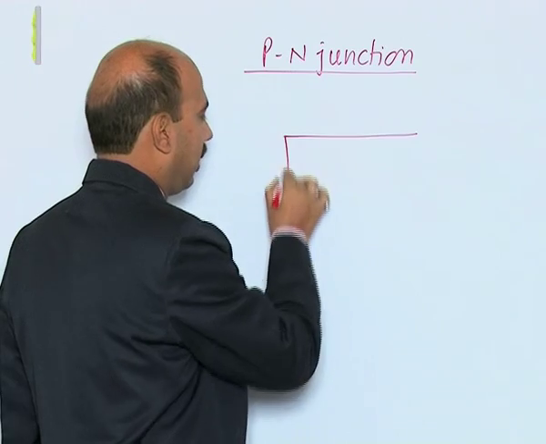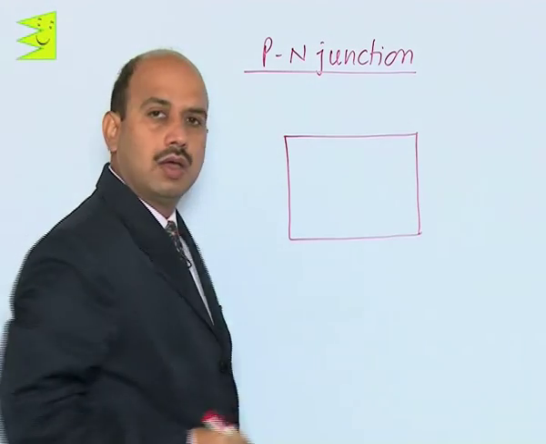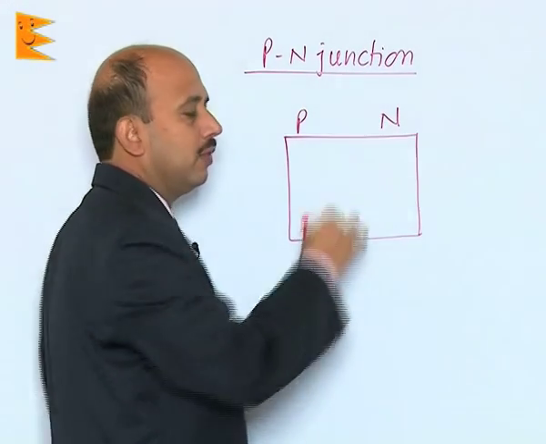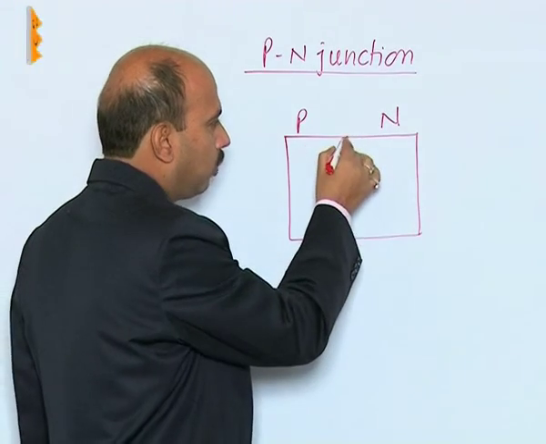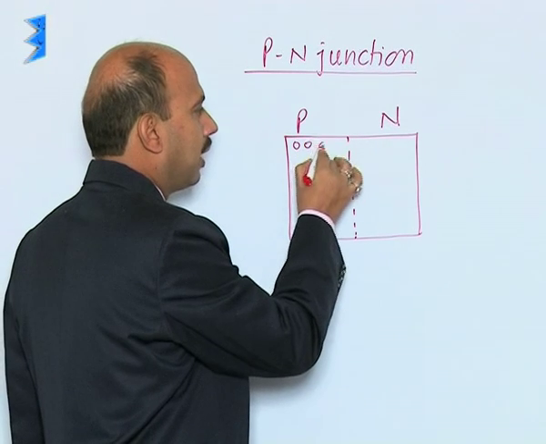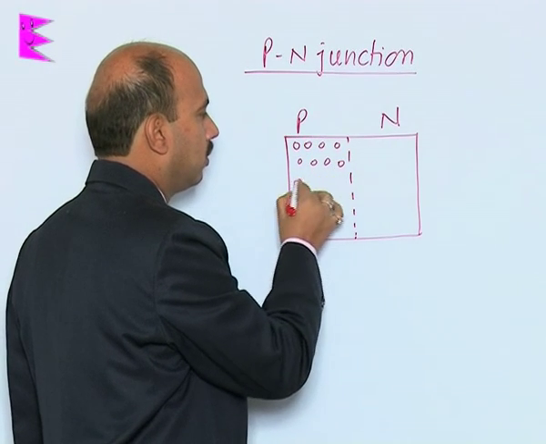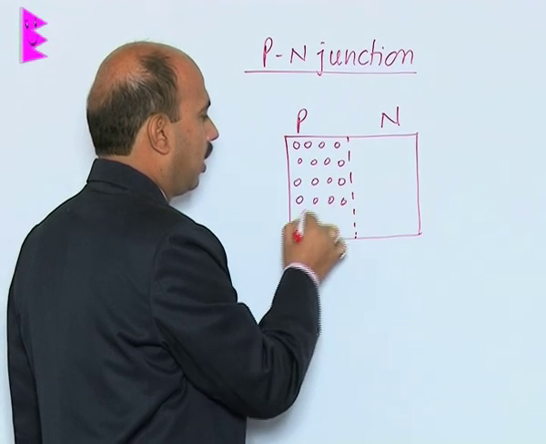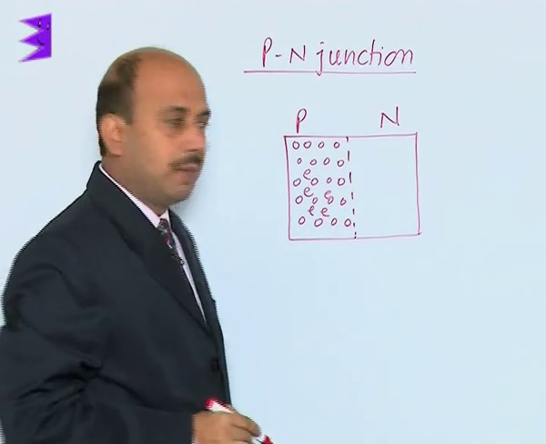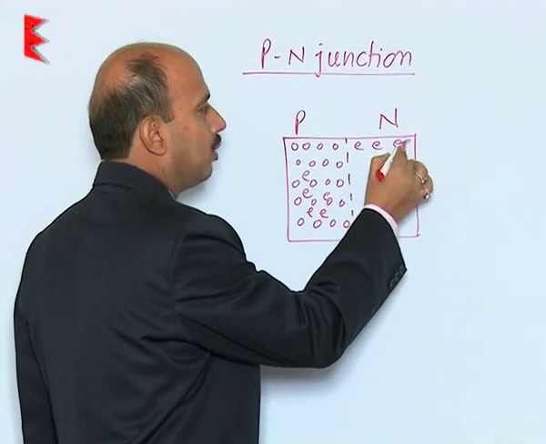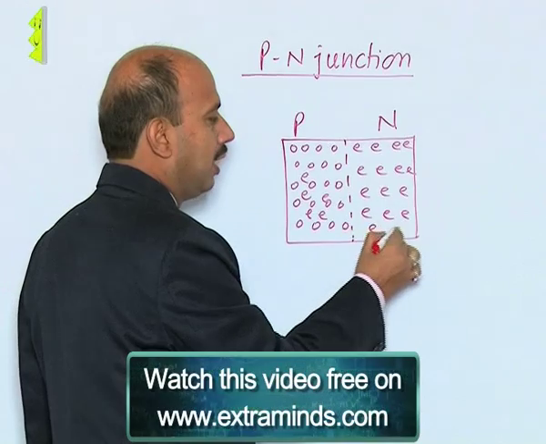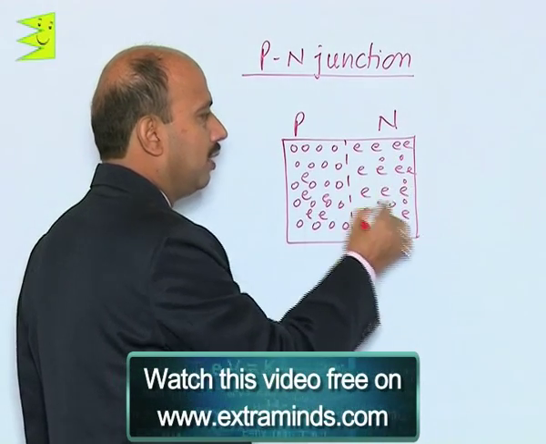Suppose I have taken a crystal. This side we assume is p type semiconductor and this side we assume is n type semiconductor. These are the two crystals and this is the junction point. Obviously, the p type semiconductor has more holes, and electrons are minority carriers in p type. But in n type, electrons are the majority carriers and holes are the minority carriers.